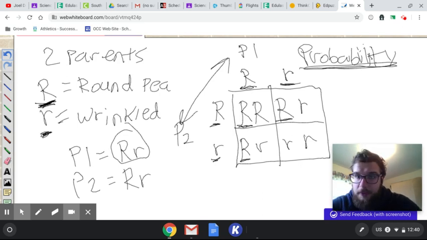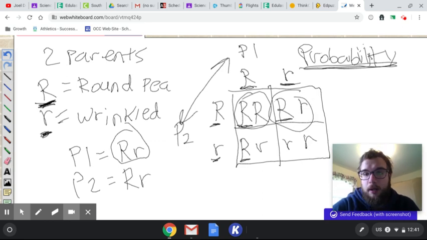Okay, so probability is math. Okay, we know that math and science are very closely related. This is telling me what are the odds that my offspring are going to get a certain number of traits, or a certain combination of traits, I should say. So if I've got parent one who's big R, little r, and parent two who's big R, little r, what are the odds that their offspring is going to be big R, big R? What are the odds that their offspring is going to be big R, little r? And then what are the odds that it's going to be little r, little r?